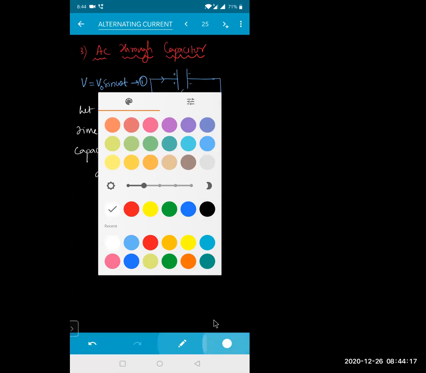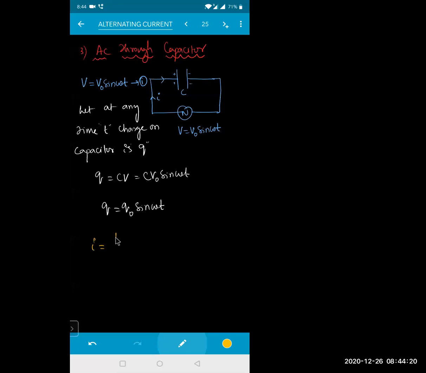Now once I know the charge, I can calculate the current. I is equal to dq by dt, because I need the relation between voltage and current. So that is equal to d of Q naught into sine of omega t, divided by dt. In this one, Q naught is a constant. What is the differentiation of sine omega t? Omega is a variable, so this is omega into cos of omega t. Is that clear?